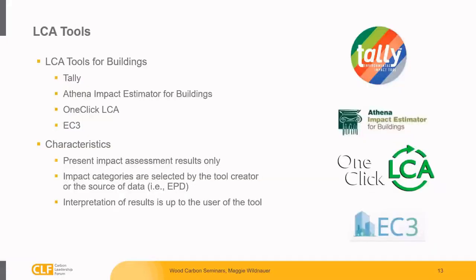So the last area I wanted to cover was the LCA tools for buildings. Again, this is not necessarily an exhaustive list, but these are some of the more prominent ones: Tally, Athena Impact Estimator for Buildings, One Click LCA, and then EC3. The characteristics associated with these tools are that they are only looking at impact assessment results, so they don't have the complete life cycle inventory. The impact categories being looked at are selected by the tool creator or the source of the data. So if the data is coming from an EPD, you're limited to what the EPD declared in it.